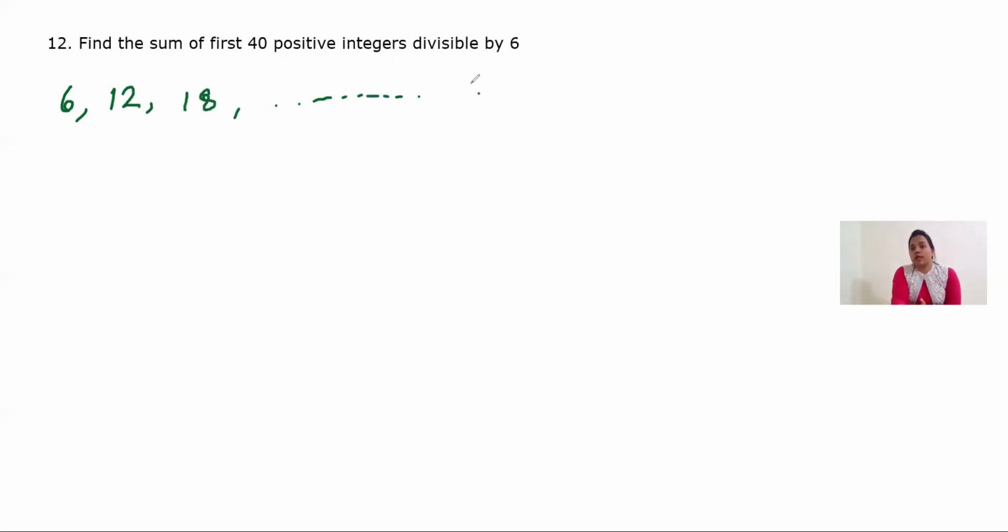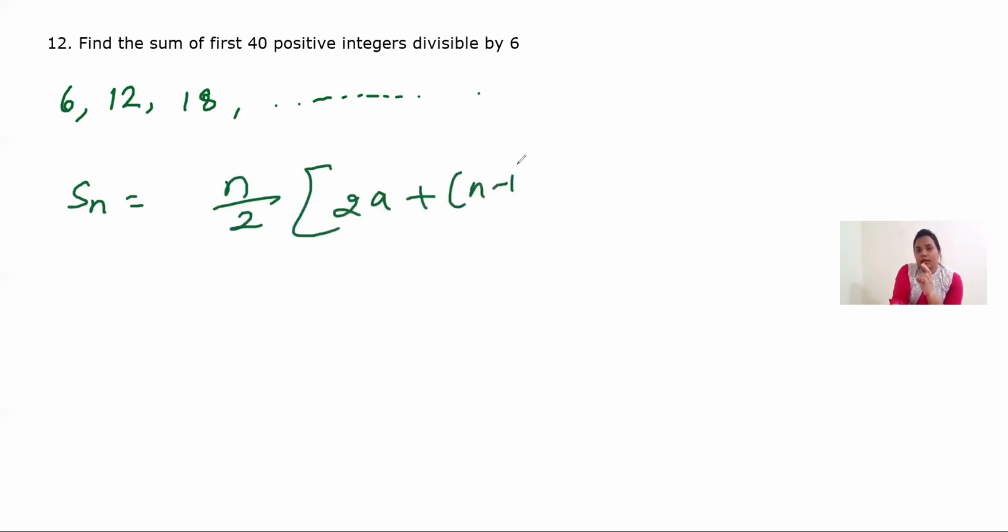Okay. In this question, we can use both the formulas. What are the two formulas to find the sum? Sn is equal to n by 2 into (2a plus (n minus 1)d). We have n, that is 40. We have a, that is 6. We have d, that is also 6.